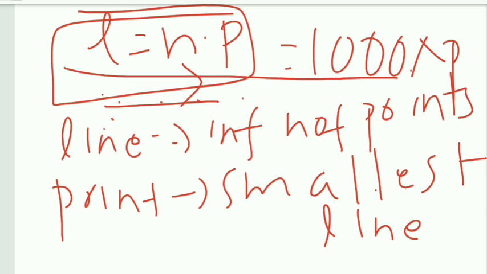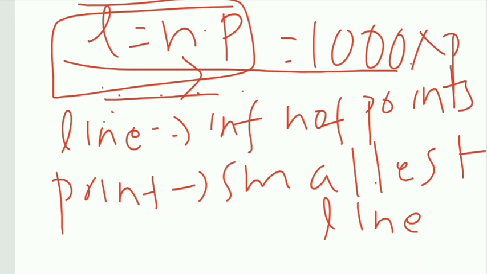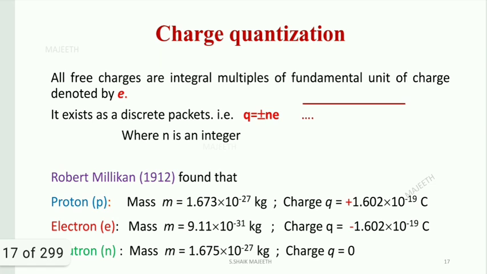If it is made up of 2000 points, I can write 2000 into point. If it is made up of 10,000, like that I do. So this is an example. Now compare this analogy with our problem.